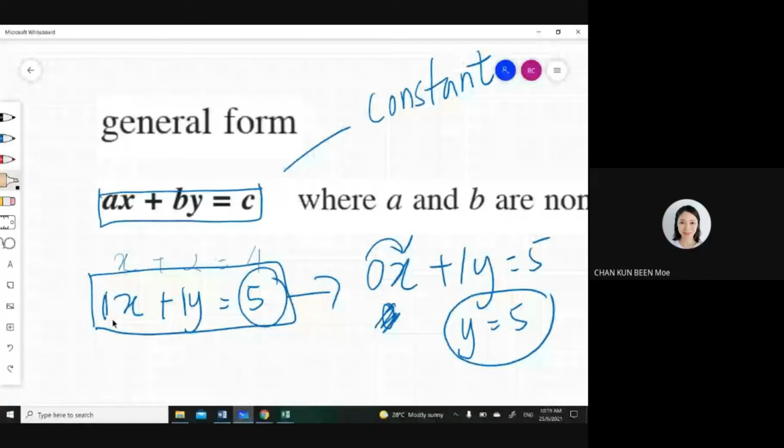Yes, everybody say after me one more time. Ax plus by equal to c.